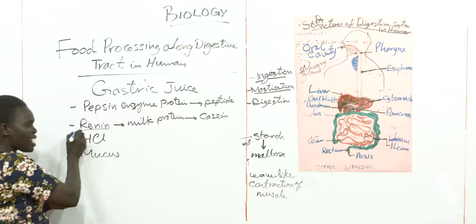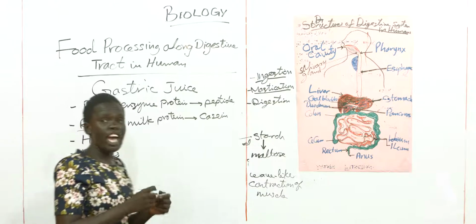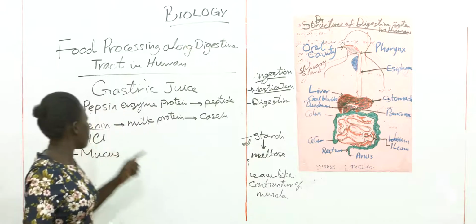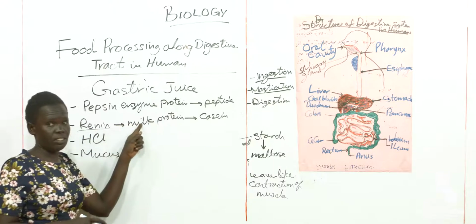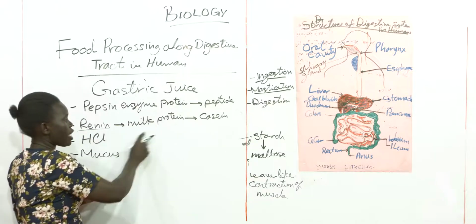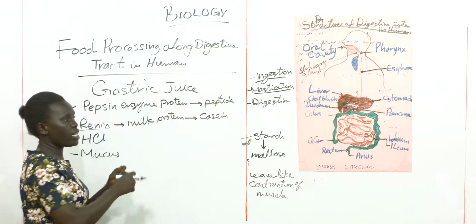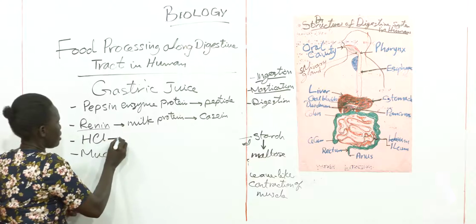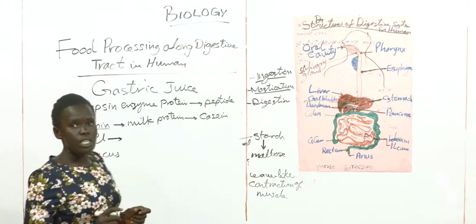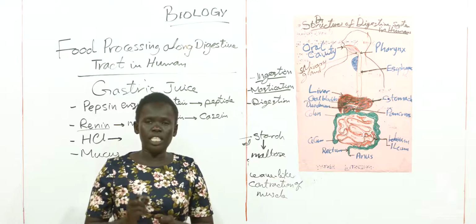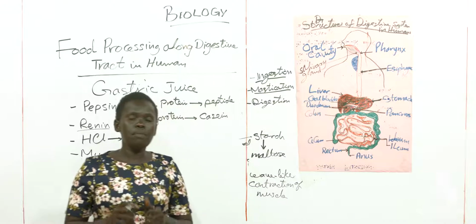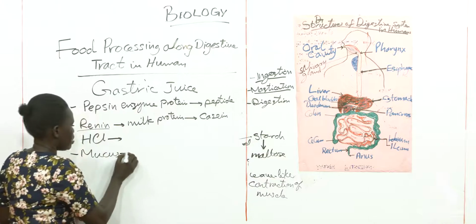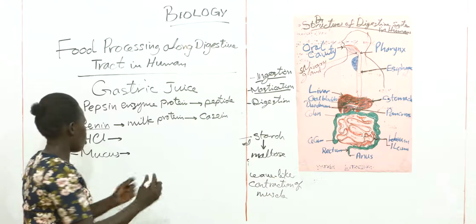Renin is the first enzyme found in the child. When the child is born, this is the first enzyme that should be there, because it's working on the milk protein. Then hydrochloric acid is protecting the body because it's the one killing the bacteria that may be present in the food. The mucus is also protecting the wall of the stomach.